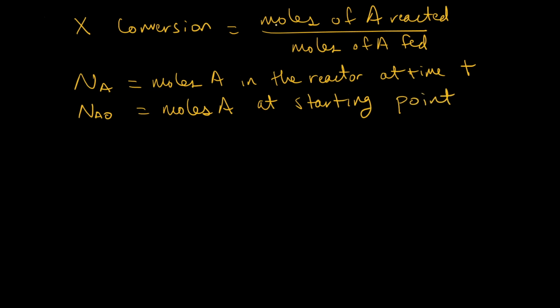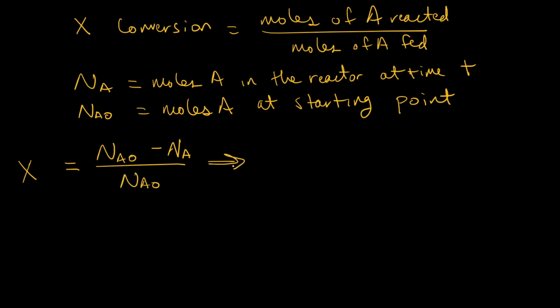And so then we need to figure out how many moles of A have reacted. That's the numerator of this equation. So that's going to be Na0 minus Na. So the total number of moles that have reacted over the first t minutes or t hours will be this difference here. So our conversion then will be equal to this term divided by, again, the moles of A fed to the reactor, which is just Na0.